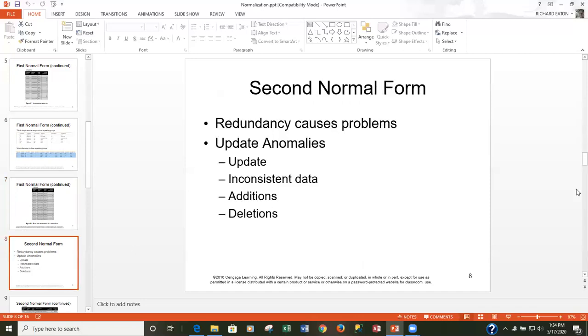Second normal form has redundancy issues, and it has what's called update anomalies. We have problems when we try to update some data. We have inconsistency potentially in the data. We have problems when we try to add data, and we have problems when we try to delete data.